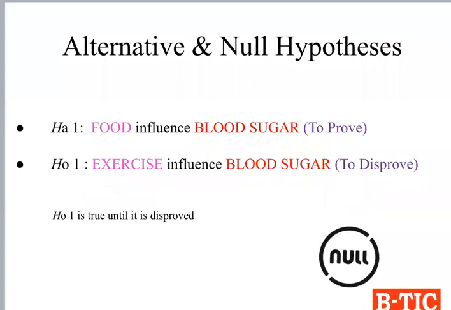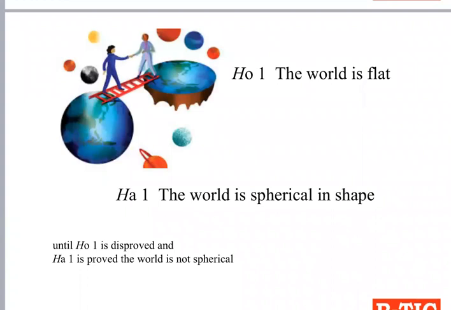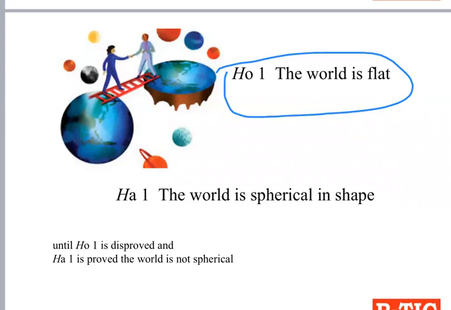So let me take an example to understand this further. Look at this. Now, there's a question here whether the world is a flat world or a spherical world. Okay. Now, some centuries ago, the whole world was believing the world was flat. And some scientists came in and they said the world is not flat, the world is spherical. So to convince the world to believe this world is not flat, it is spherical, you have to do two things. Number one, you have to disprove this.